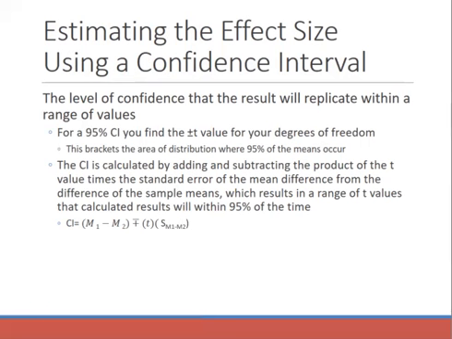We calculate it by adding and subtracting the product of the t-value times the standard error of the mean difference from the sample mean difference, which gives us a range of values. So we've got mean 1 minus mean 2, because it's all about that difference, plus or minus your t times the standard error of the mean difference. We'll go over lots of examples of how this actually works in class.